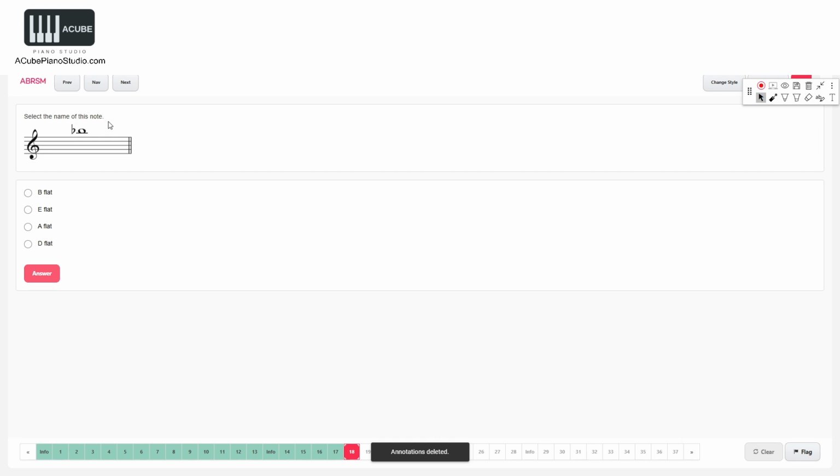Select the name of this note. So what is this note here? For treble clef, I usually ask my students to remember these C's as reference notes. So you notice this note is just one note lower than this note here, right? This is C, so this will be B, and because there's a flat here, it is B flat. So this note here is B flat.